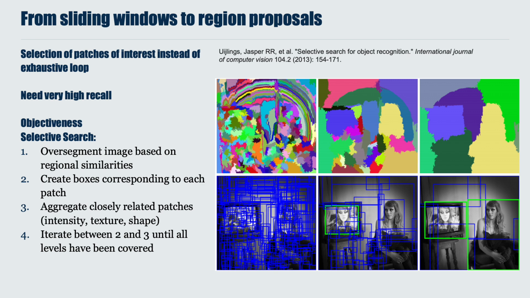They then create boxes corresponding to each of the patches, and they iterate between aggregating closely related patches and creating again boxes associated to it. And it's what you see in the progression here, from the start of the over-segmentation until finally we get some specific objects and specific proposal boxes.